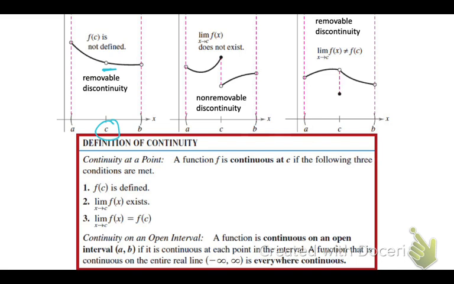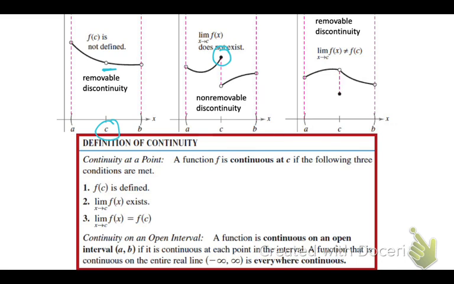It is continuous at every point from A to B except at where? c. And it is a removable discontinuity. Make sense? Now I'm going to go to the next one. f of c is defined. If I plug in c, do I get an answer? Yes, I get an answer. It's right here. Check number 1. But all 3 have to be met. Number 2 says the limit of f of x as x approaches c exists. No, they're 2 different values. So does it exist? No. That one fails at number 2.